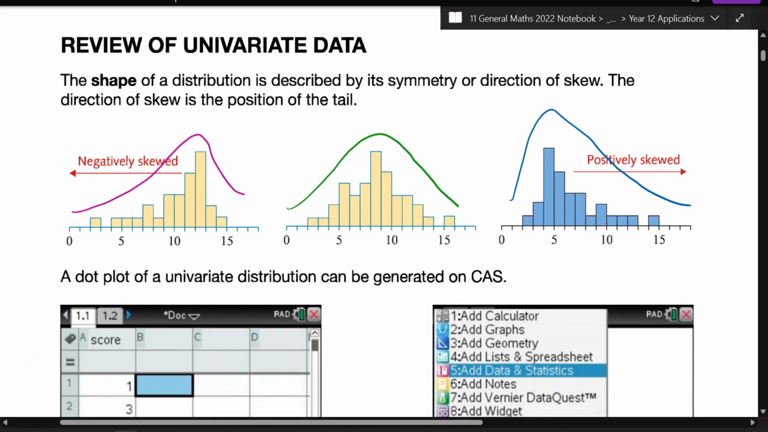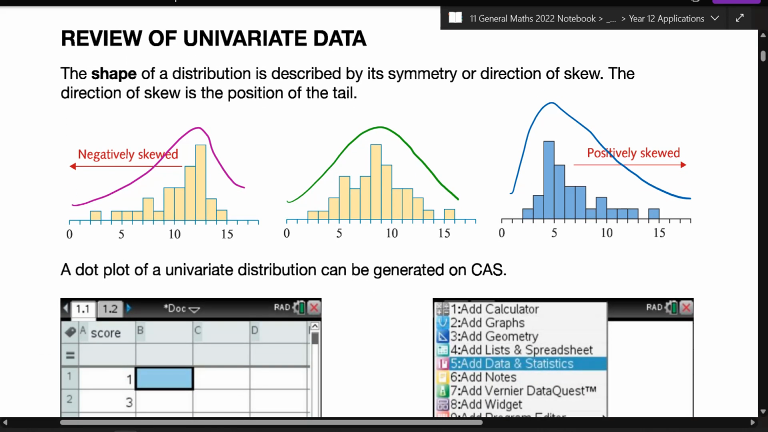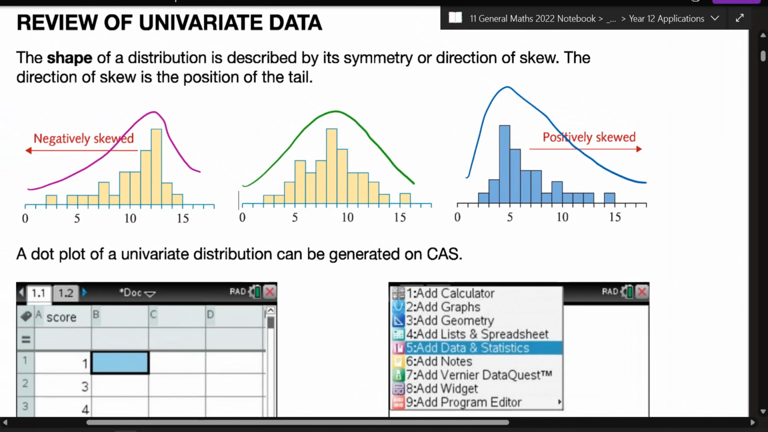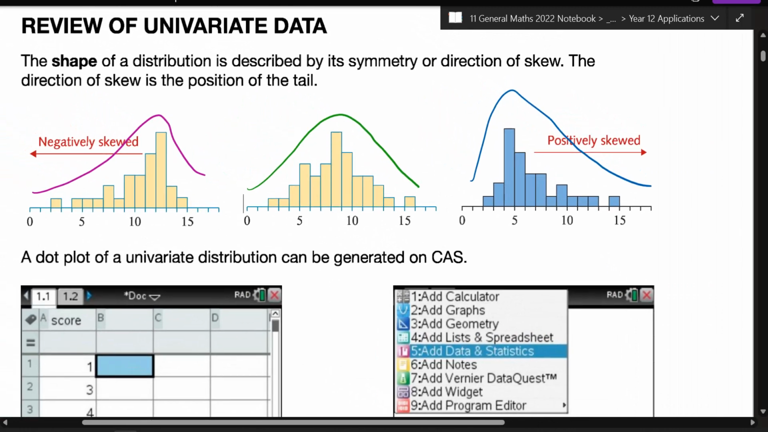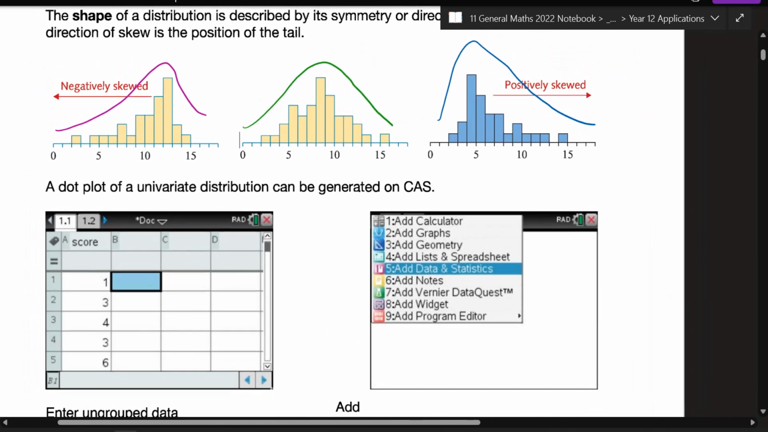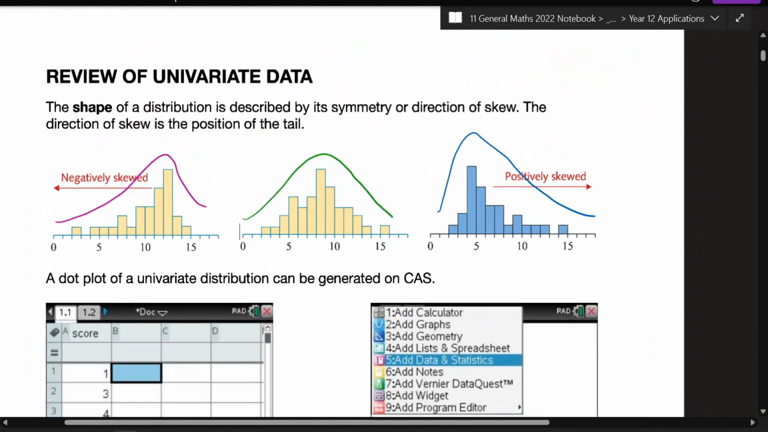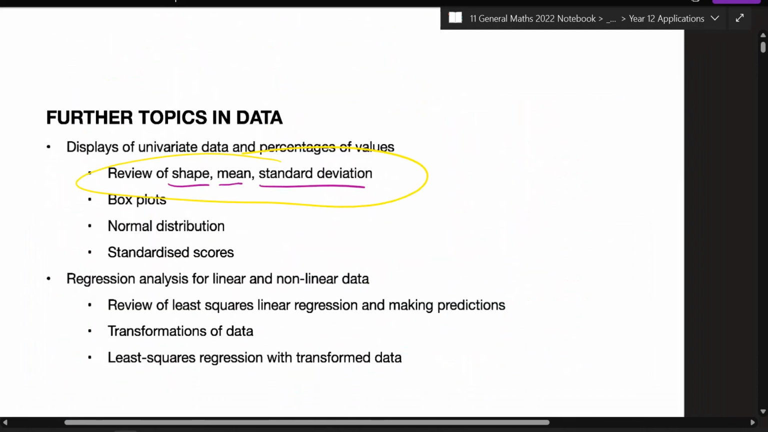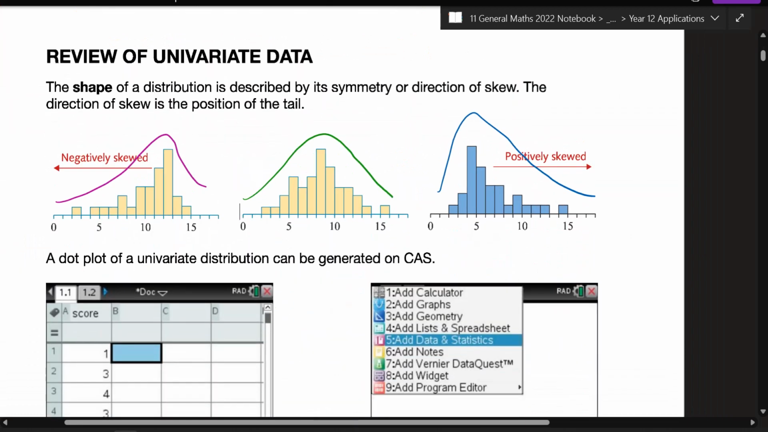Now, the big focus for this review that we're going to do is on data being approximately symmetrical. That's the focus. The reason being is because a lot of what we'll cover here, so your mean, shape, standard deviation, is dependent on whether or not your shape is approximately symmetrical or not.